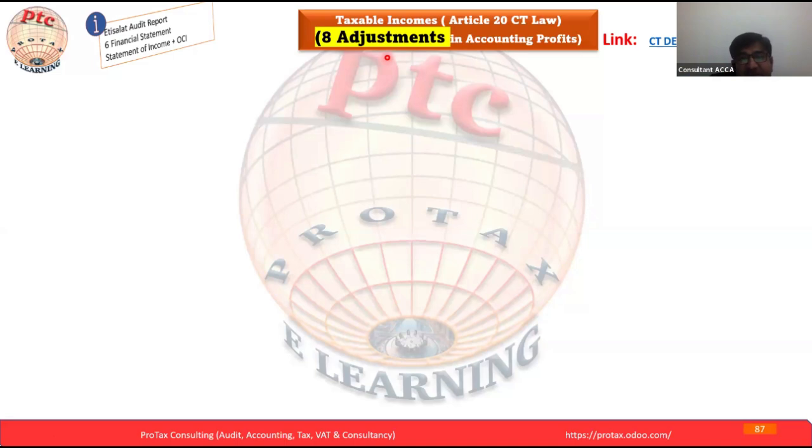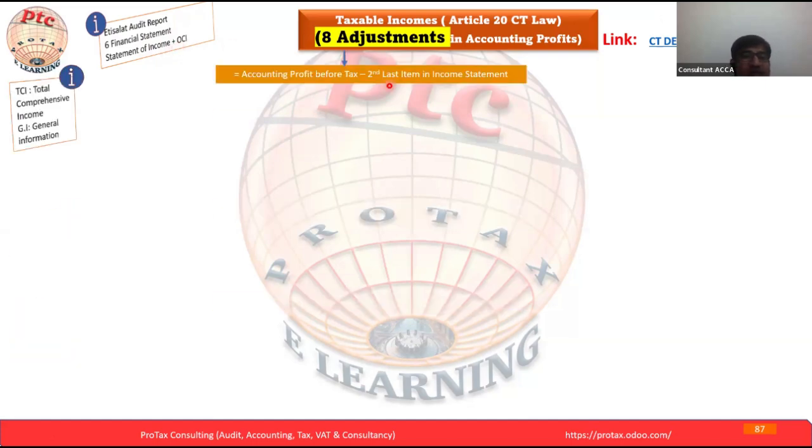Let's see how the 8 adjustments come, and under each adjustment, how many further adjustments appear. We are drawing the picture of the total adjustments, and then under each adjustment, how many other adjustments appear. We already discussed earlier that the financial statement has 6 components, but normally we are familiar with 5 components, because the statement of income and other comprehensive income are prepared together as per IFRS. They allow a combined statement of other comprehensive income as well. So we have taken the figure accounting profit before tax, the second last item in the income statement.